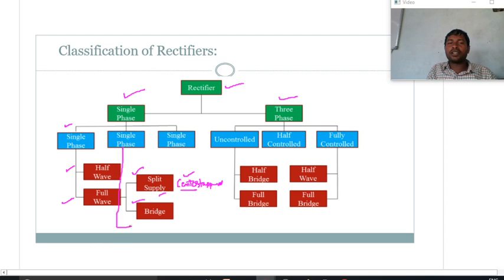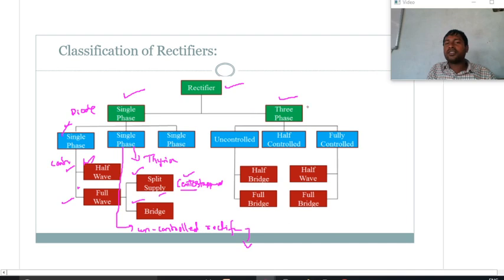In this single phase, uncontrolled rectifiers will also be there. I will explain uncontrolled rectifiers in the next part. First of all, these are the controlled ones, nothing but made by using a diode. This is nothing but a thyristor.